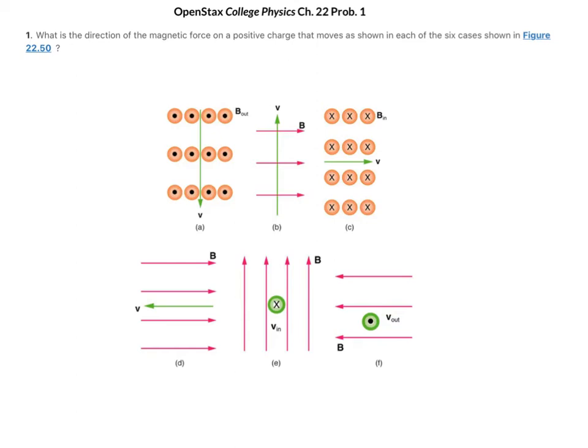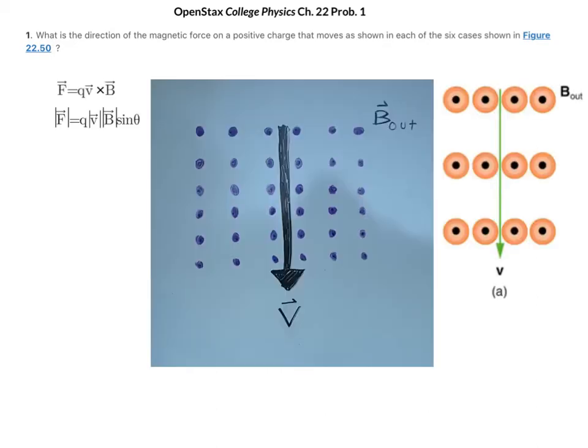Let's look at OpenStax College Physics, Chapter 22, Problem 1. What is the direction of the magnetic force on a positive charge that moves as shown in each of these 6 cases in the figure? So we're going to take one at a time. And here we have the first drawing. We have a magnetic field coming out and the velocity is down.